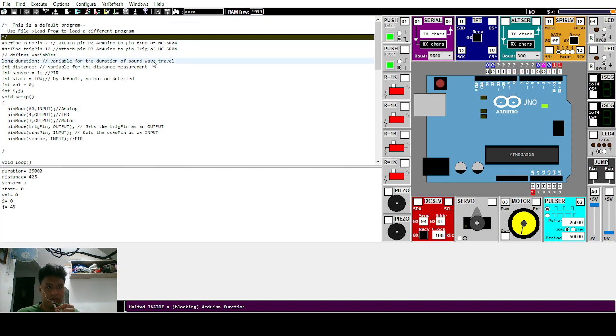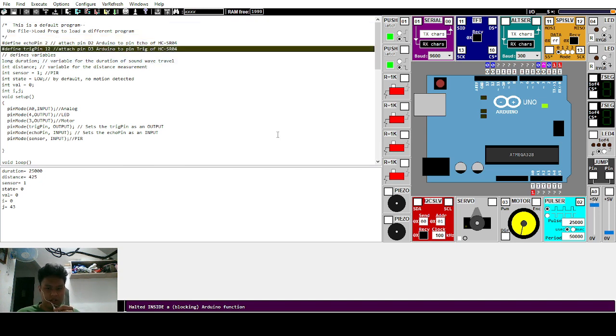So here's the code. First we define the echo pin. The echo pin is for the ultrasonic. It is where the ultrasonic will detect the pulses that are triggered by the trigger pin, pin 12. Since this is a Simulink, there is no ultrasonic sensor here, so the only necessary pin is echo pin 2, which is the input.